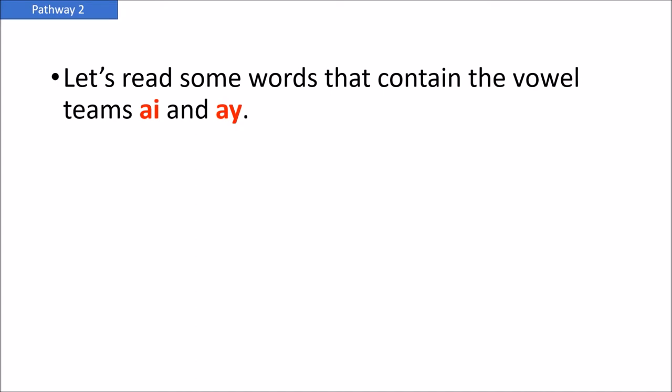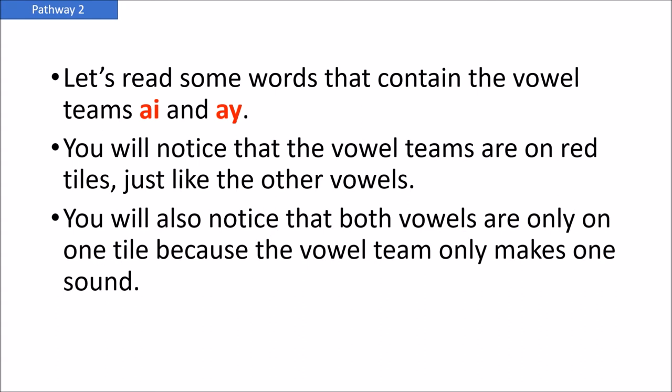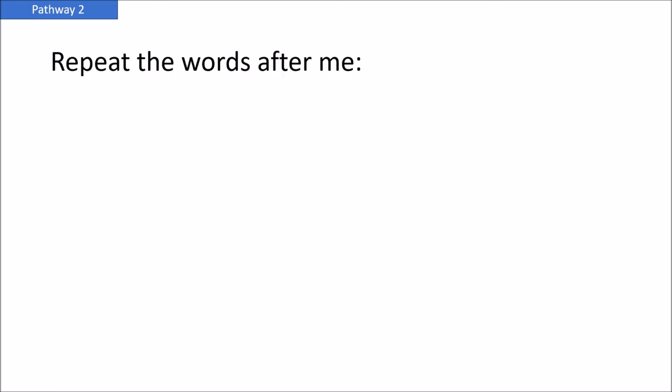Let's read some words that contain the vowel teams AI and AY. You will notice that the vowel teams are on red tiles, just like the other vowels. You will also notice that both vowels are only on one tile because the vowel team only makes one sound. Repeat the words after me.